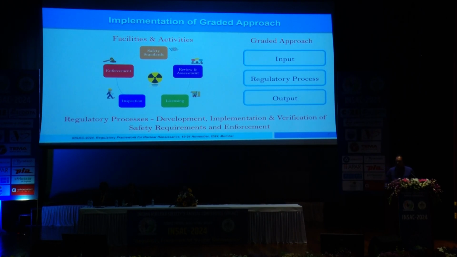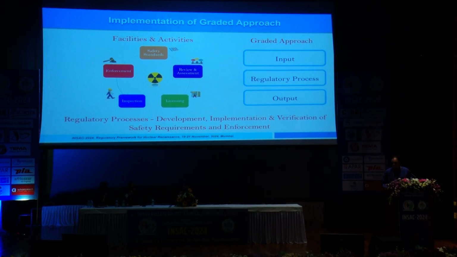Now, the facilities and activities which fall under the regulatory net are generally controlled by a regulator through the development of safety regulations, then by implementing them through the licensing process and the safety review and assessment process, verifying them through the inspection process, and if there is a case of non-compliance, then enforcement is the process performed by the regulatory body. So for the facilities which need to be regulated, graded approach needs to be applied in the regulatory processes of these facilities.